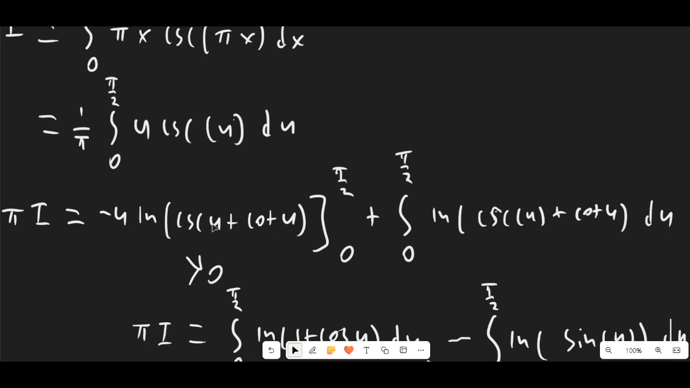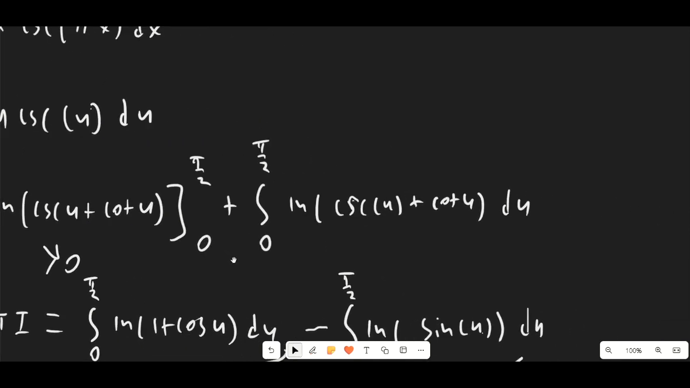At pi over 2, cosecant of u is just 1 and cotangent of u is just 0, so this is all going to disappear. And at 0, this u is going to dominate over the natural log, which goes to infinity, and so overall both of these terms are just going to go to 0 and we don't have to worry about them. And we're going to end up with the integral from 0 to pi over 2 of natural log of cosecant u plus cotangent u.